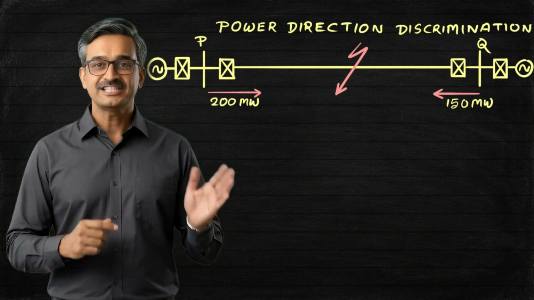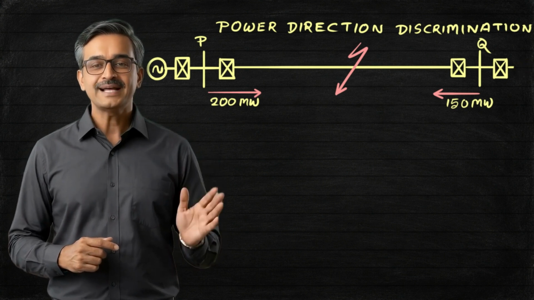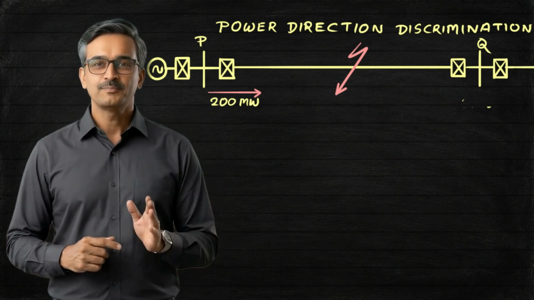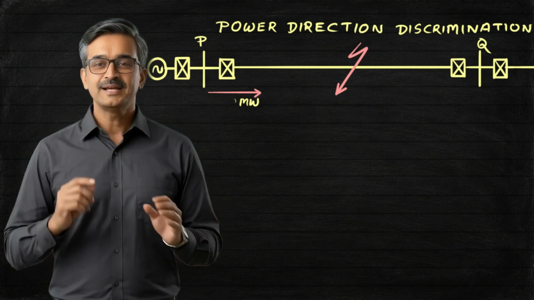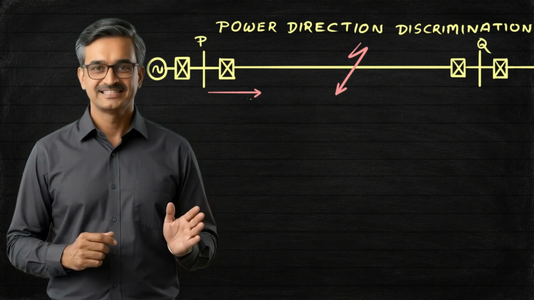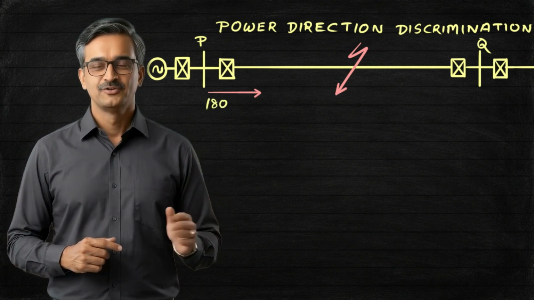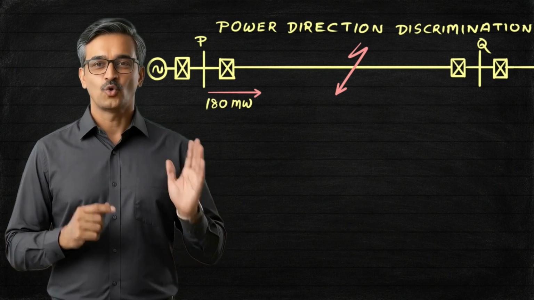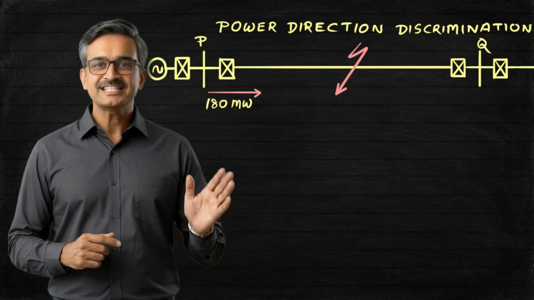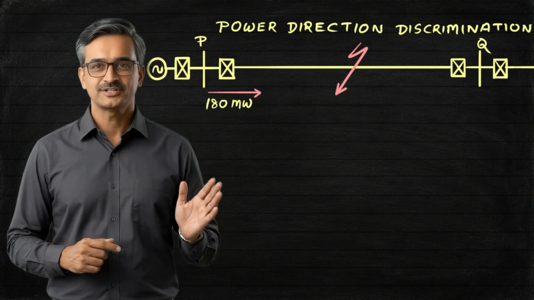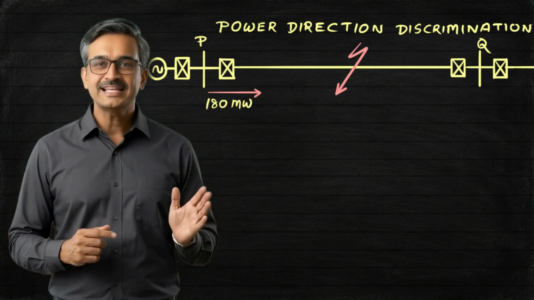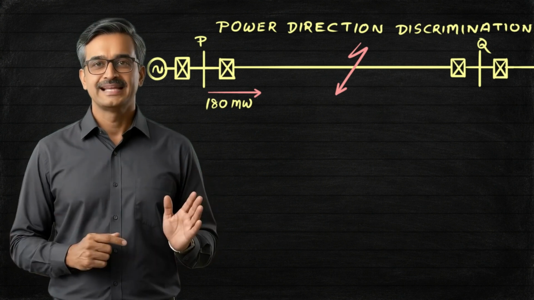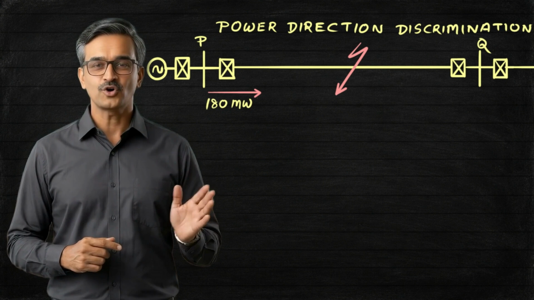Now let's look at one final situation. Suppose substation Q does not have any generating source behind it. It only supplies local loads and therefore cannot contribute fault power. Now an internal fault occurs somewhere within the protected section. Substation P supplies the fault, so suppose 180 megawatts flows into the protected line from P. But at substation Q, since there is no source available, no power flows either into or out of the protected section. Again, this tells us something important. If substantial power is flowing into the protected section from one end, but there is no corresponding power flow at the other end, then the only possible explanation is that the power is being consumed by a fault somewhere inside the protected section.